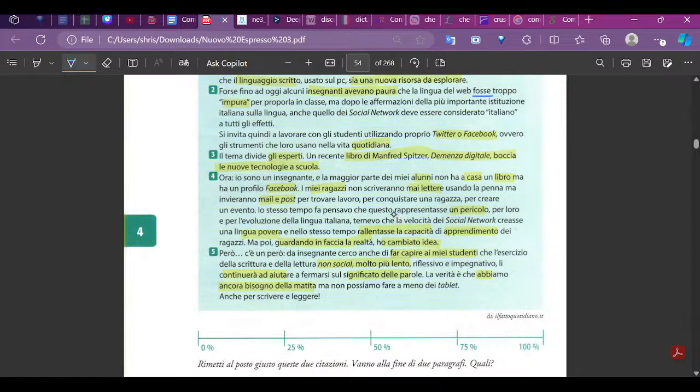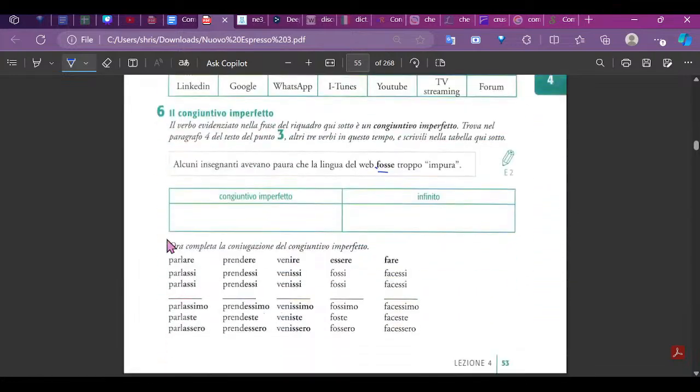Ah, rappresentasse. You have the double S. The verb with the double S. Per loro, per l'evoluzione del tempo, no, that's just imperfetto. La città creasse. You'll find the conjunctive next to che in some way, shape, or form. So that's something to look out for. So you've got 1, 2, 3. Povera rallentasse. You got the double S's all the time. There we go. We found our 4 verbs. So, rappresentasse.